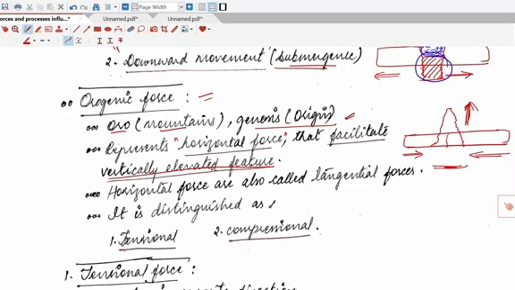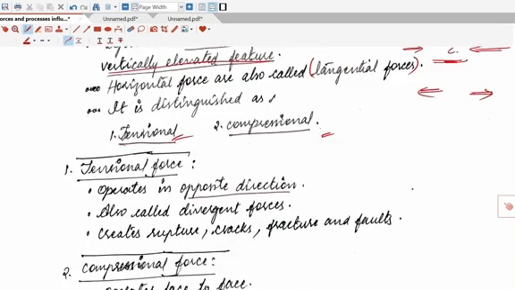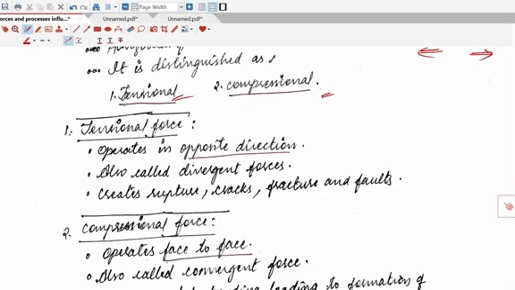And horizontal force is also called tangential force. It is distinguished as tensional and compressional. What I have discussed, this is the compressional. Tensional is quite opposite, to opposite sides. We'll discuss in detail. So tensional force operates in opposite directions, also called divergent forces. What I have discussed earlier, it creates rupture, crack, fracture, and faults.